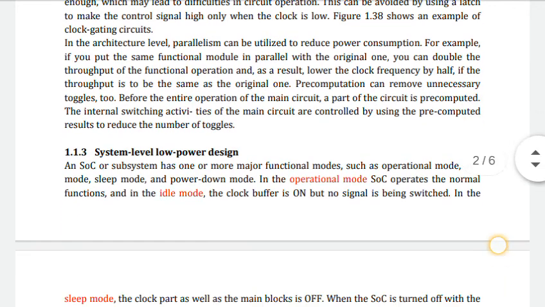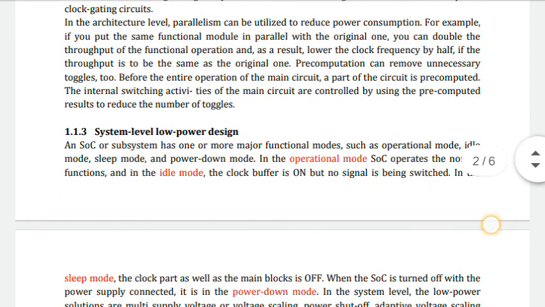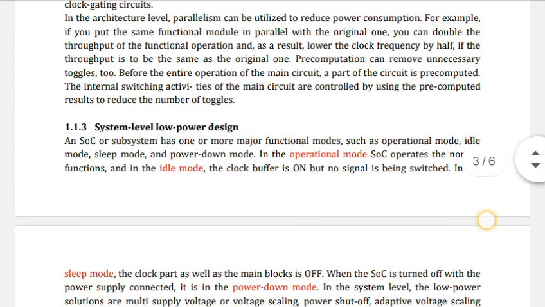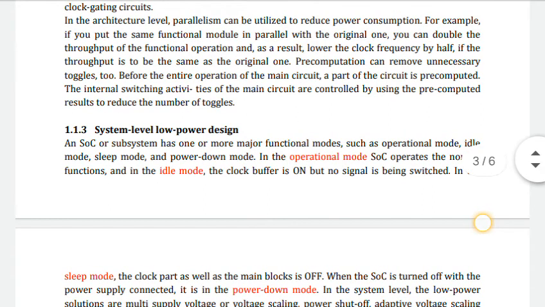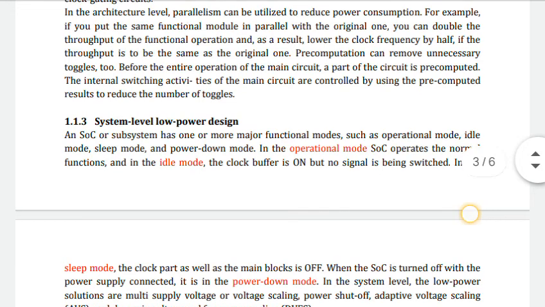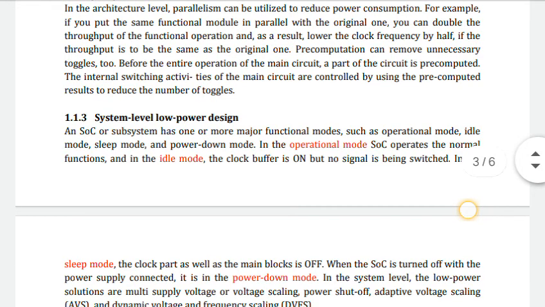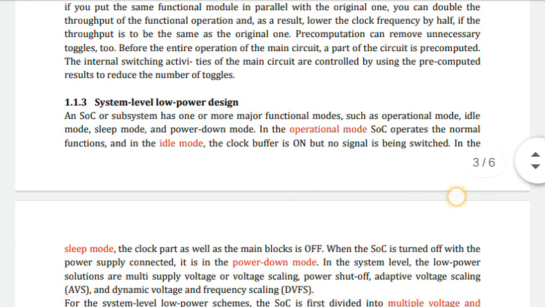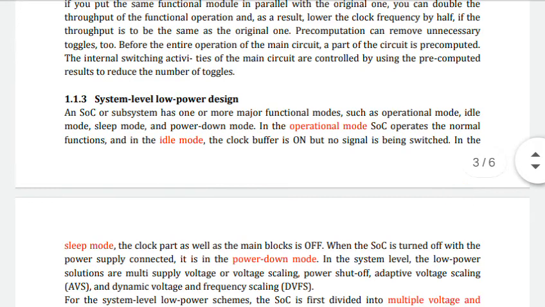Pre-computation can remove unnecessary toggles too. Before the entire operation of the main circuit, a part of the circuit is pre-computed. The internal switching activities of the main circuit are controlled by using the pre-computed result to reduce the number of toggles.